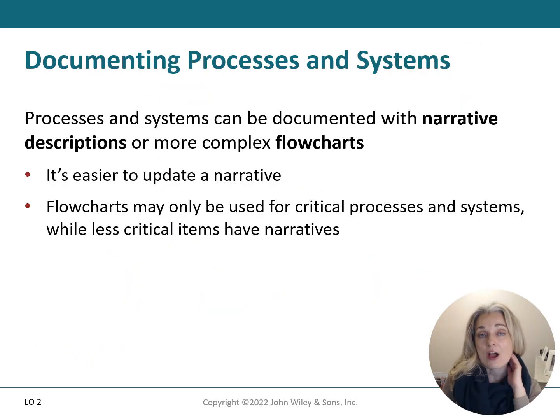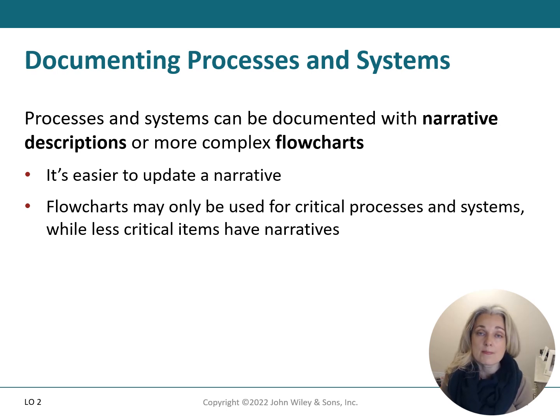There are various options of documenting processes and systems. You can either use narrative descriptions, which are just paragraphs describing what happens, or you can use more complex flowcharts. The advantage of using a narrative is that it is much easier to update than a flowchart because you're not adding symbols or deleting symbols. And flowcharts may only be used for critical processes and systems, while less critical items will just have narrative.